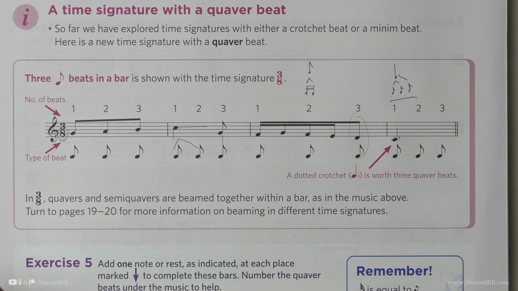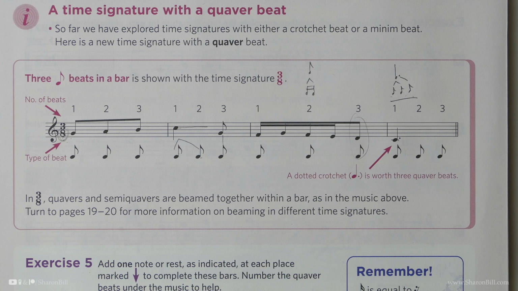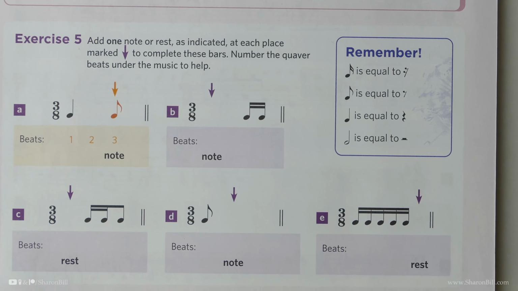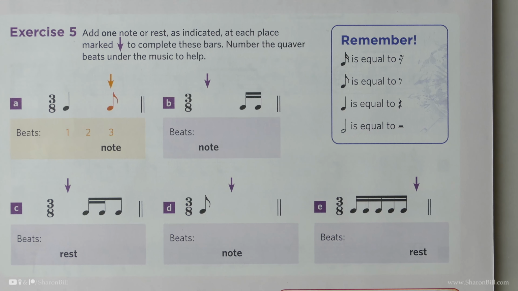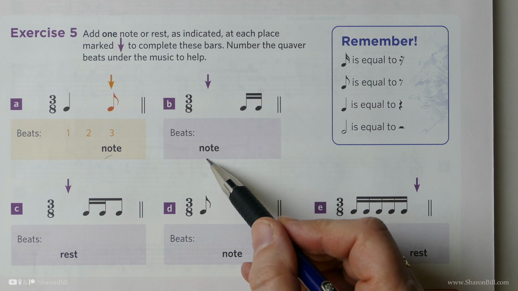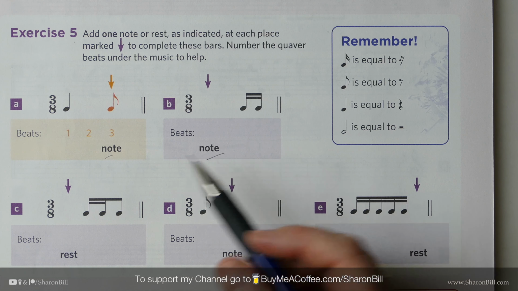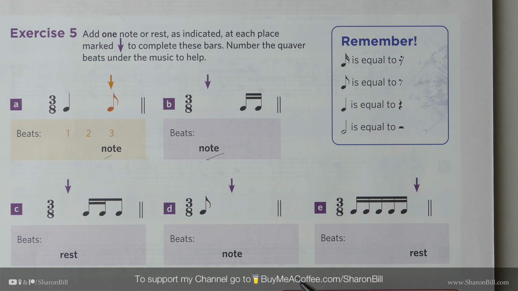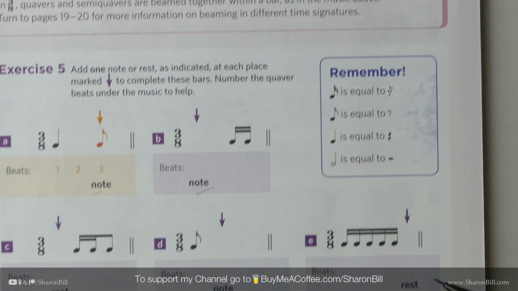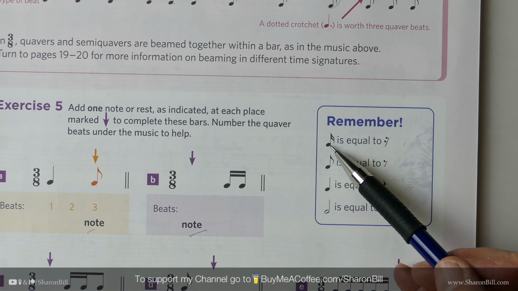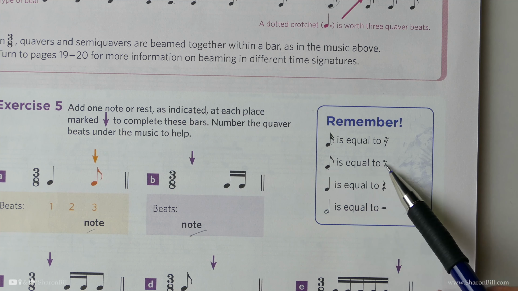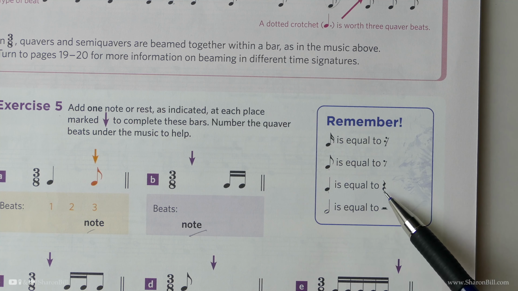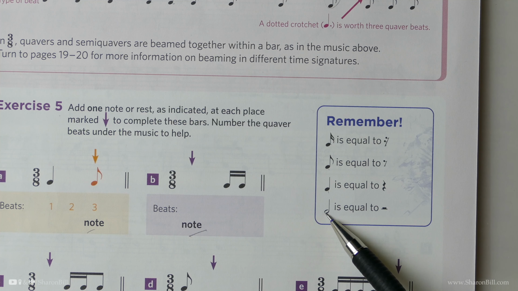And so in exercise 5, we need to complete a note or a rest as the exercise demands, and then we need to mark where each beat falls. Don't forget, here are your rests. So that's a semiquaver note, that's a semiquaver rest. There's your quaver note, quaver rest, crotchet note, crotchet rest, minim note, minim rest.